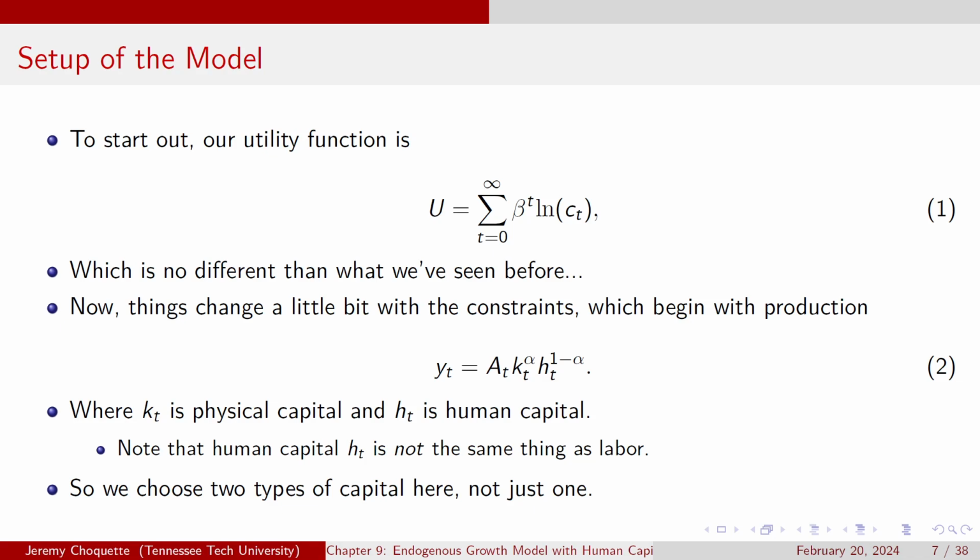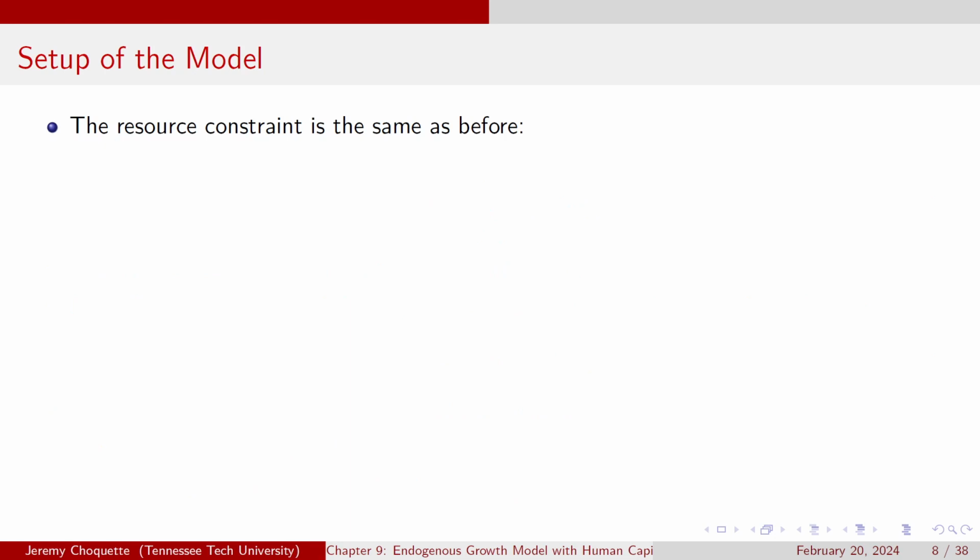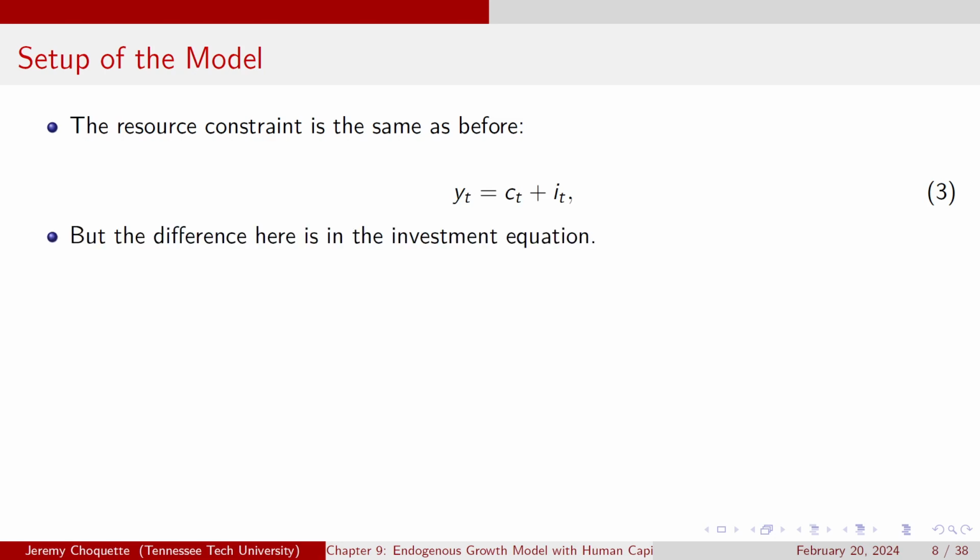But we've got two types of capital. There's physical capital, which is like the stuff that's used in production. And then we've got human capital, which is like the skills and the ideas used in production. So we're choosing between two types of capital instead of just one. Now, the resource constraint is the same. It's y equals c plus i. So output is still split between consumption and investment.